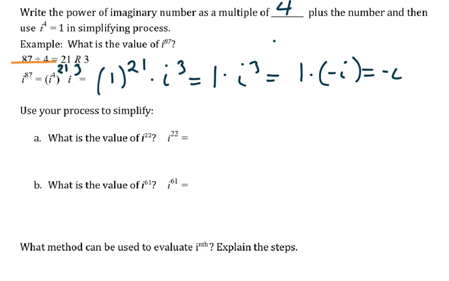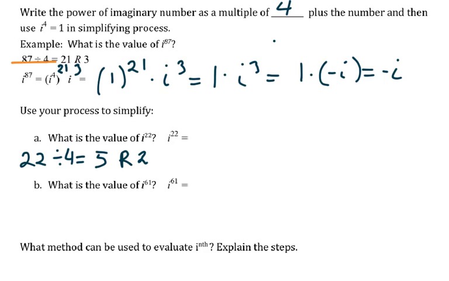So try examples A and B on your own. Pause the video at this time. When you're ready, unpause it and check your answers. So I'm going to take 22 and divide by 4. And I know that 4 goes into 22 5 times. And I'm going to have 2 left over.